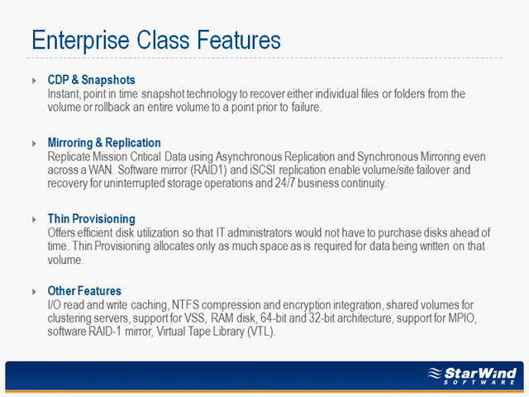StarWind has other features as well. I/O RAID-write caching, NTFS compression and encryption for your compression and encryption needs. It has the ability to do shared volumes for cluster servers, as we talked about today. StarWind even has support for VSS, the Microsoft Volume Shadow Copy service. You can create RAM disks with StarWind or leverage it on top of 64-bit or 32-bit architectures. For environments that require high levels of high availability, StarWind has support for MPIO, which allows you to connect multiple network cards in to ensure that you have no single point of failure in your environment. This is the same way with software RAID 1 mirrors and even with virtual tape libraries.